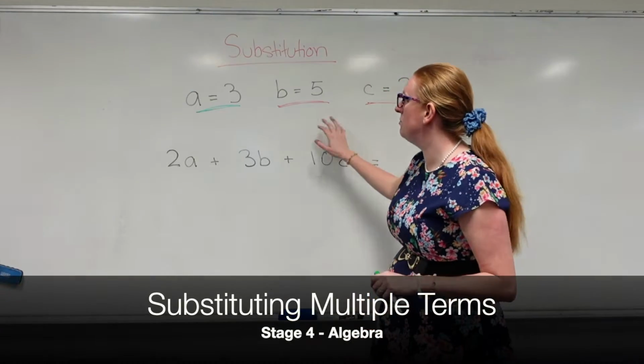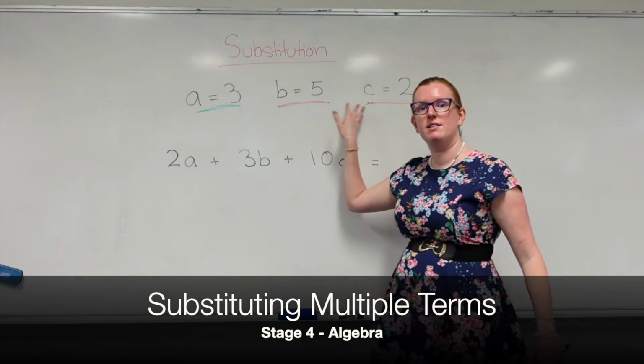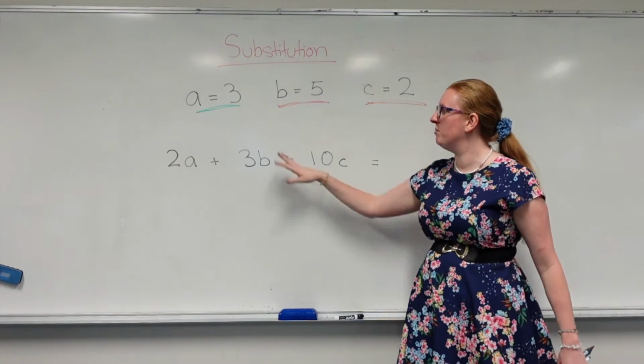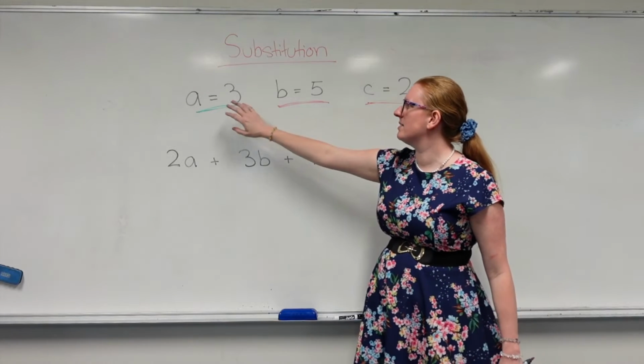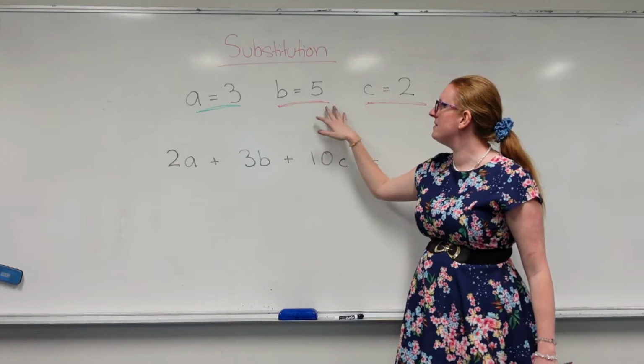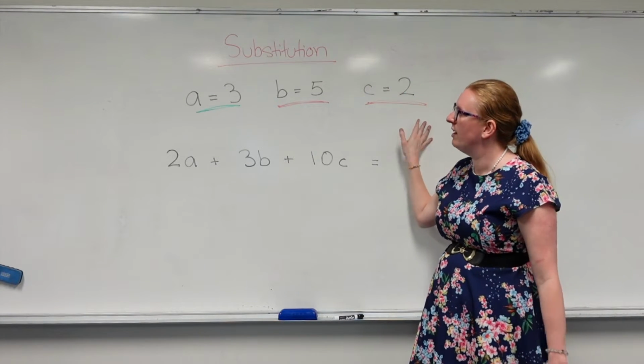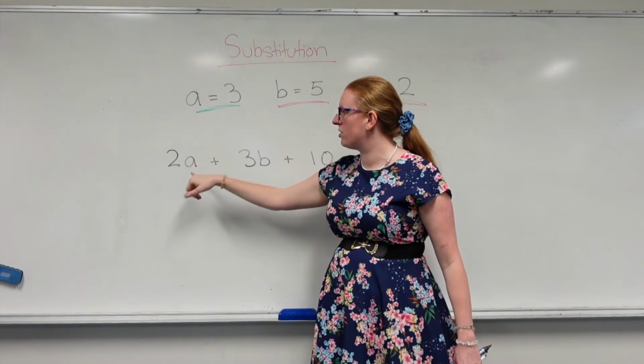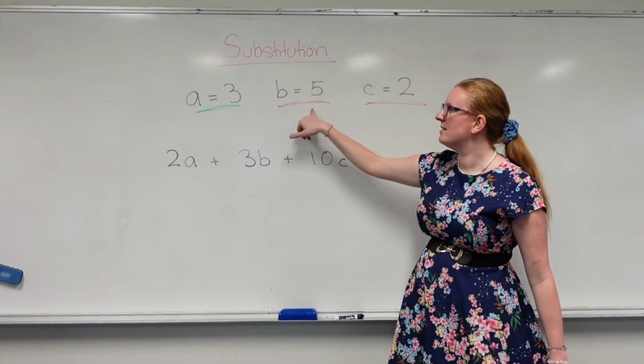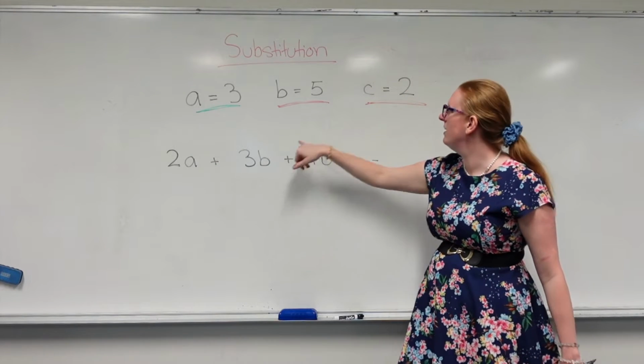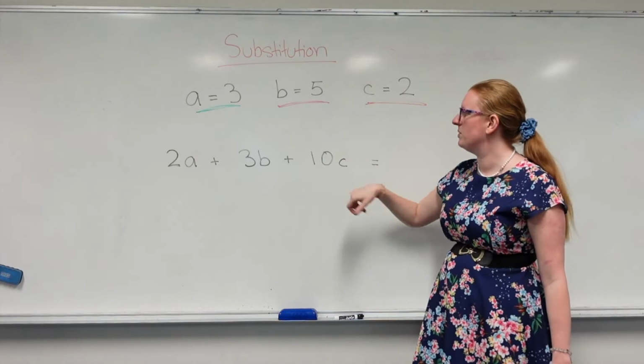Okay, now let's look at an example where we've got 3 different letters and we have to sub in numbers in place of those letters. So here it tells us that A is equal to 3, B is equal to 5, and C is equal to 2. So anywhere that I see an A, I'm going to put a 3 in its place. Anywhere that I see a B, I'm going to put a 5 in its place. And everywhere that I see a C, I'm going to put a 2 in its place.